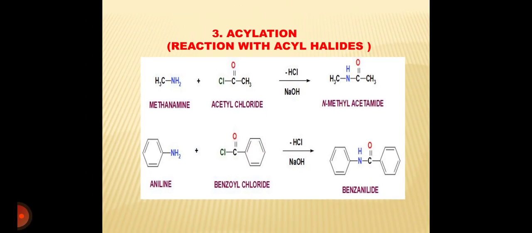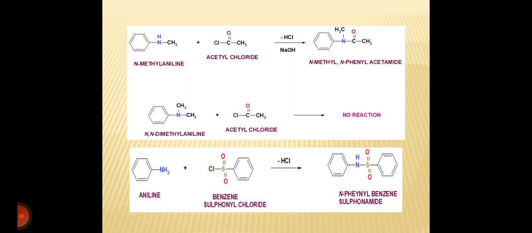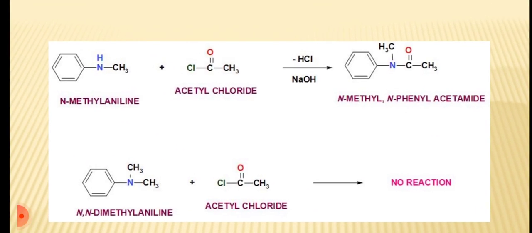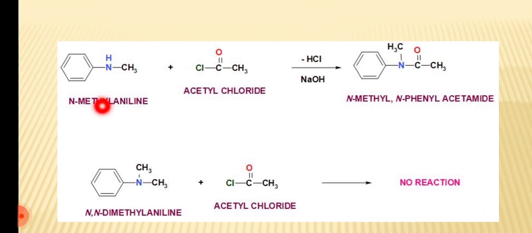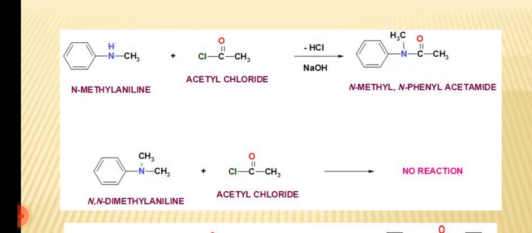In continuation to the acylation reaction, let's see some more examples. For example, a secondary amine like N-methyl aniline reacts with acetyl chloride to release a molecule of HCl. Once again, the reaction takes place in presence of sodium hydroxide. This H and this Cl will be liberated as HCl, and the product obtained is N-methyl N-phenyl acetamide.